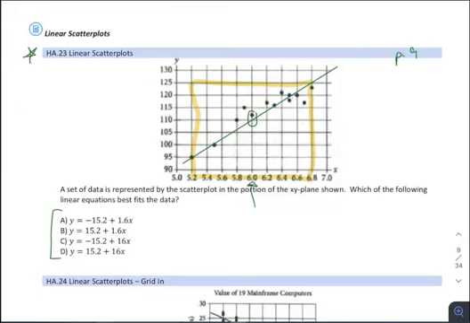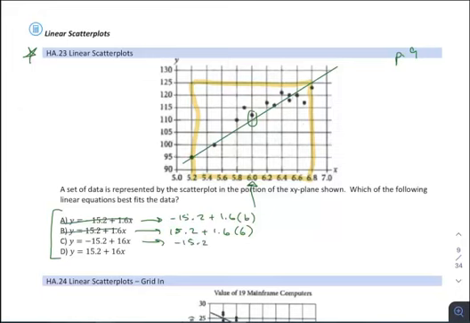So if I plug each of those in here, negative 15.2 plus 1.6 times 6, is that going to be anywhere near that 100 range? No, that's going to be way too small, right? So I can eliminate that. What about this one? 15.2 plus 1.6 times 6. Again, nowhere close to 110, 112, so that's not going to work.